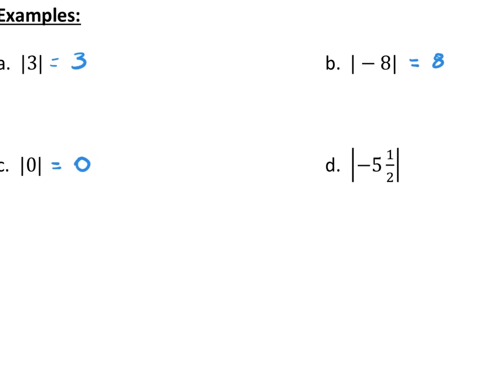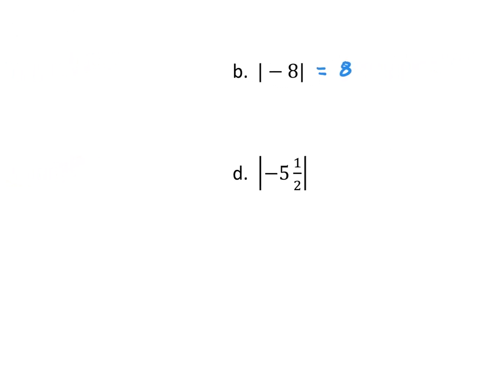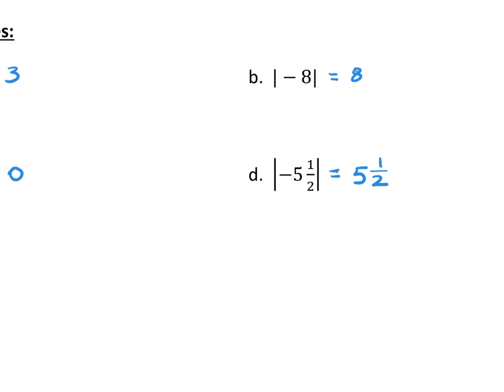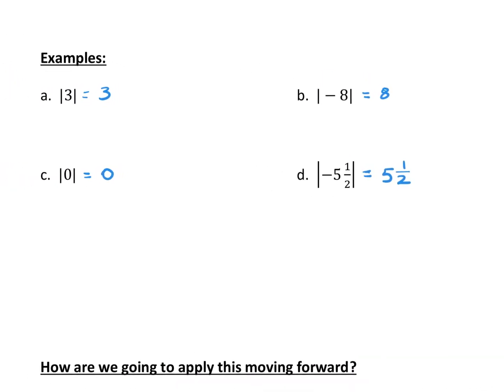And we can extend this to more complicated numbers. If we look at the absolute value of negative 5.5, well, how many tick marks is this from 0? This is 5.5 tick marks. And so whenever we calculate absolute value, one of the easiest things to do is to drop the sign.